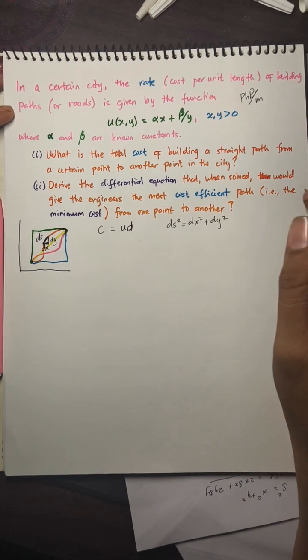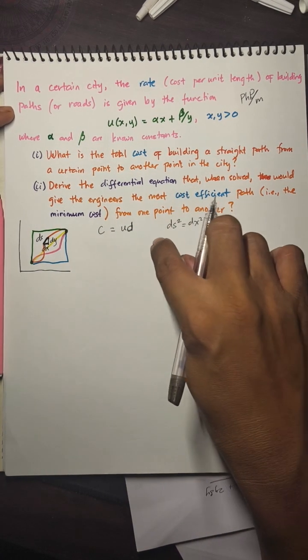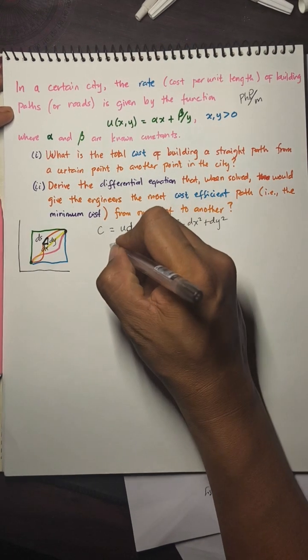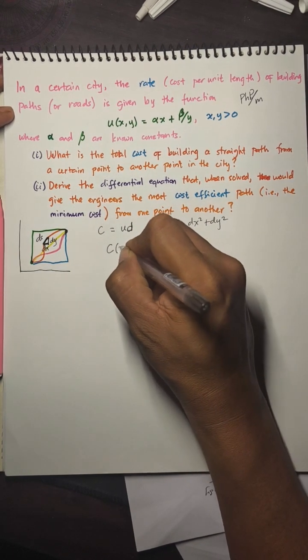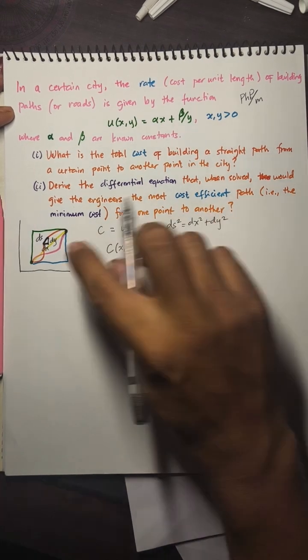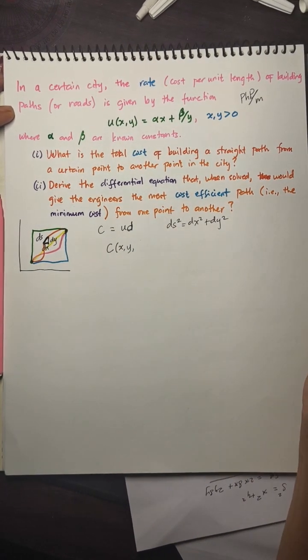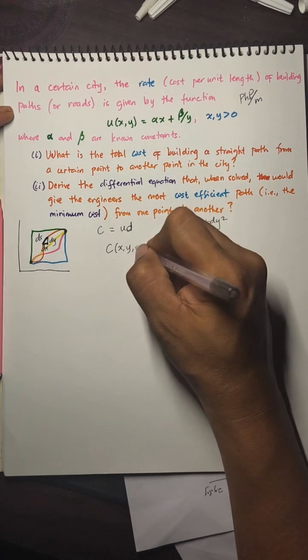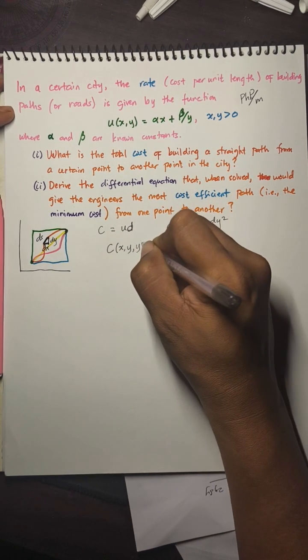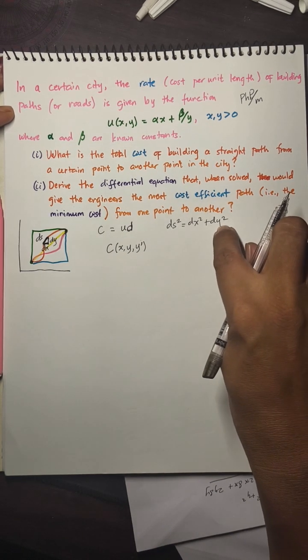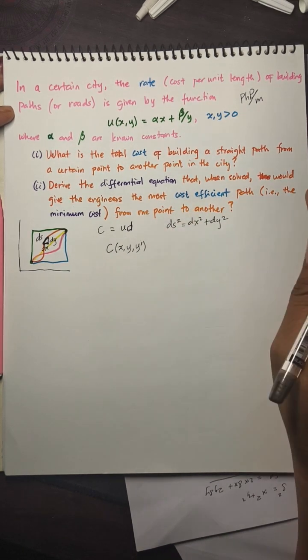So the cost function, let's call this C now, will be a function of the specific point x and y. Not only that, it will also be a function of the first derivative of y, because as we can see here, the derivative of y will come out.